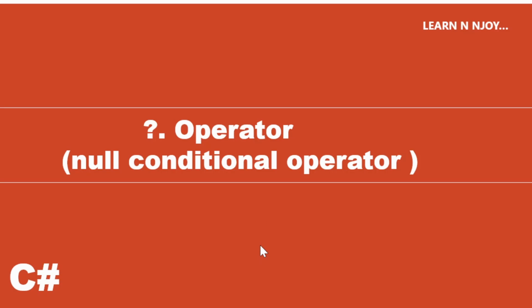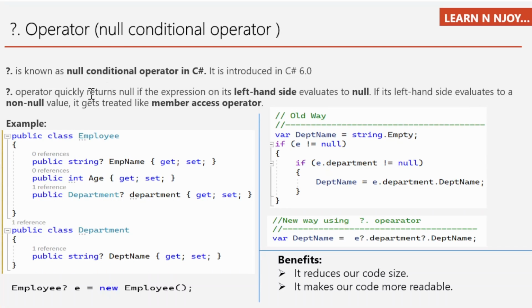The question mark dot operator is nothing but the null conditional operator in C#. This operator was introduced in C# 6.0. What this operator does is, it quickly returns null if the expression on its left hand side evaluates to a null value. If its left hand side evaluates to a non-null value, it gets treated like the member access operator. Okay, so let's understand with the help of an example.